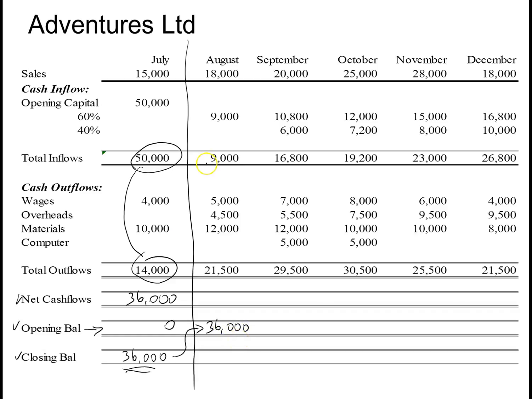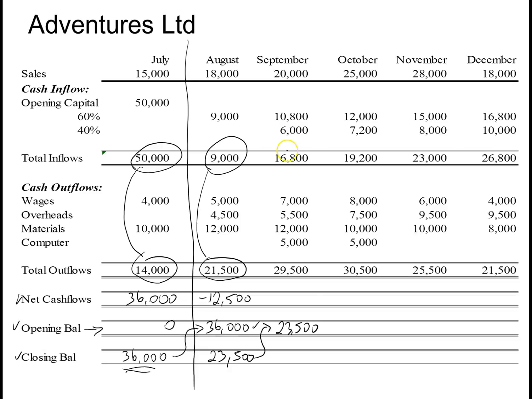Now for the month of August, 9,000 cash is projected to come in, projected to spend 21,500, which will leave us with a negative 12,500 net cash flow. In other words, that's a net cash outflow. Starting the month with 36,000, that would mean that at the end of the month they would be projecting to have 23,500 on hand. Now that becomes the opening balance for the beginning of September, and so on across. Do remember when we're working through this, you can pause and rewind at any point.